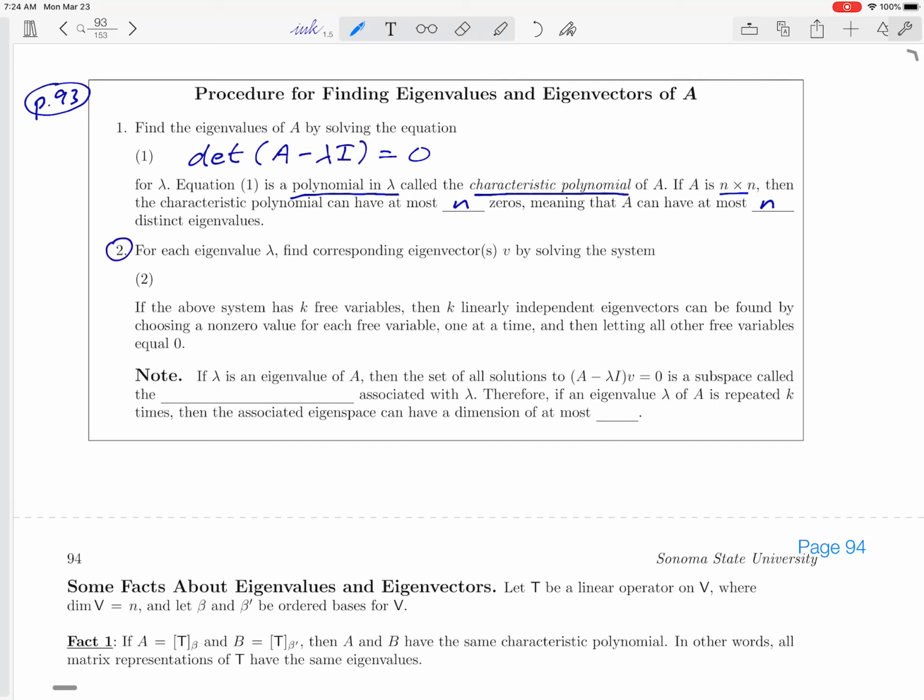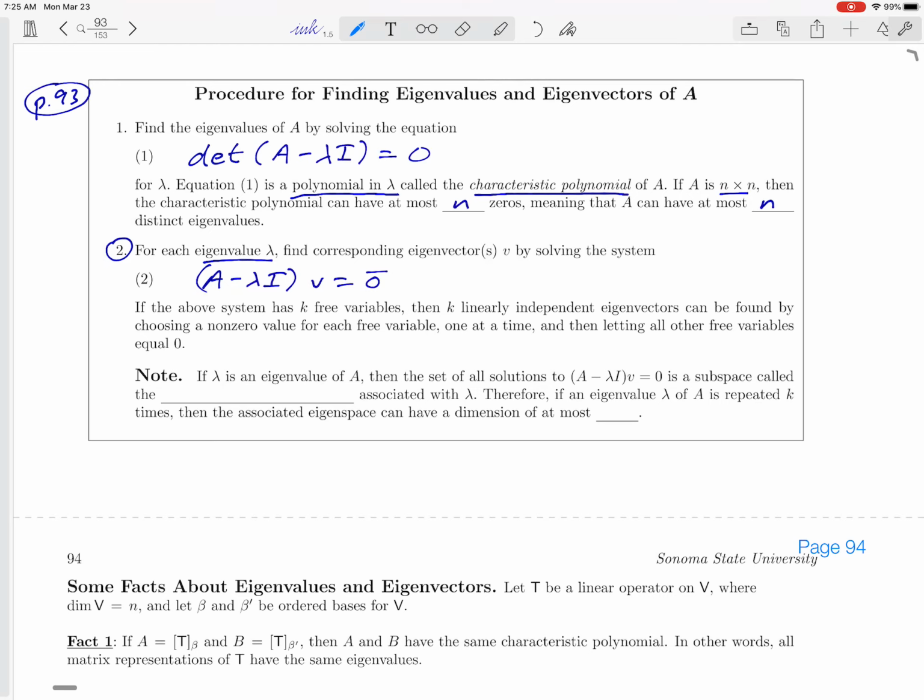Okay, so step 1 tells us what our eigenvalues are, and then we move on to step 2 to find our eigenvectors, which involves just solving a system of equations one at a time for each eigenvalue. Okay, so you would take one of your eigenvalues, form the system A minus lambda I times v equals 0, and you would just solve that. Okay, using the standard method that we've talked about for solving equations.